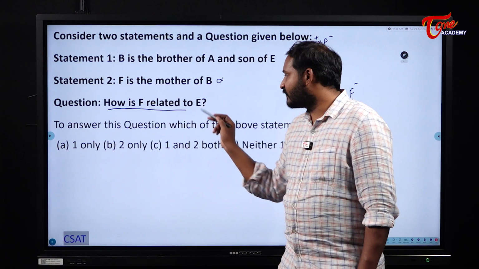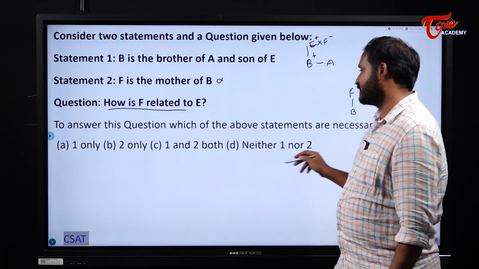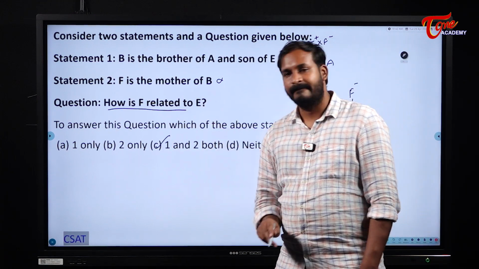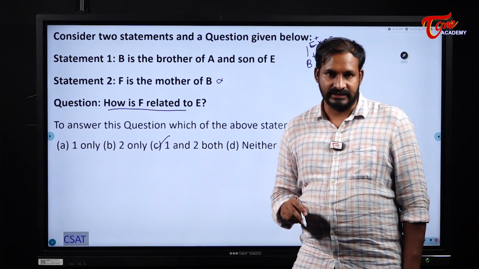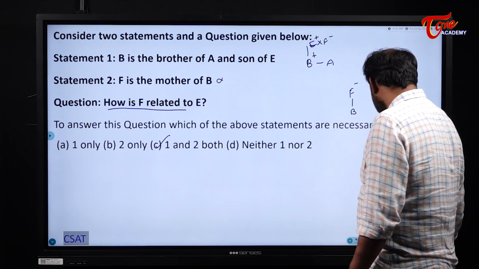So how is F related to E means which of them is necessary? Both 1 and 2 are necessary. Both 1 and 2 are necessary for me here to tell the answer. With only one single statement I cannot tell my answer.